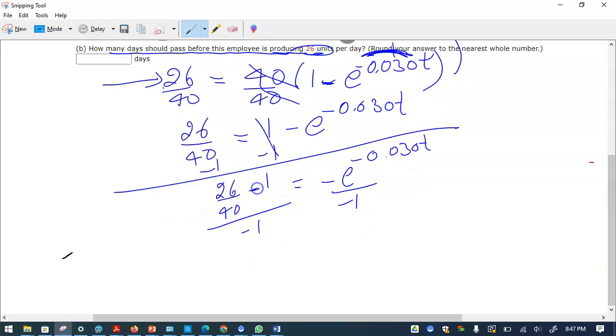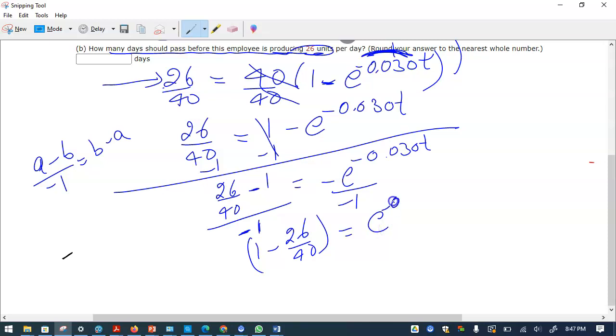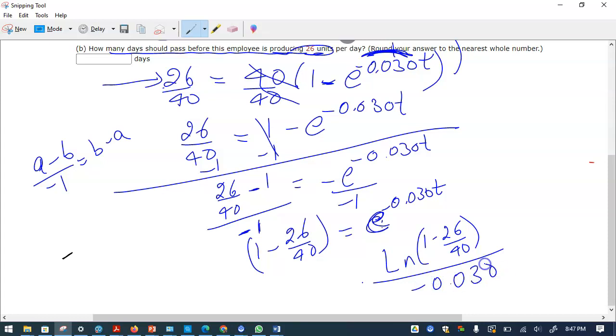So that way, instead of writing this, if I have a minus b over minus 1, it is the same as b minus a. That's all it means. So you can write this as 1 minus 26 over 40, and this equals e raised to minus 0.030t. And directly you can say, okay, now change from exponential to logarithm. So ln of 1 minus 26 divided by 40, and this whole thing divided by minus 0.030, and that will be t.